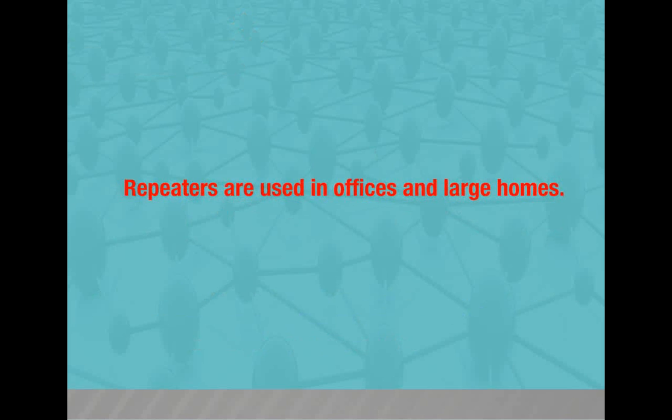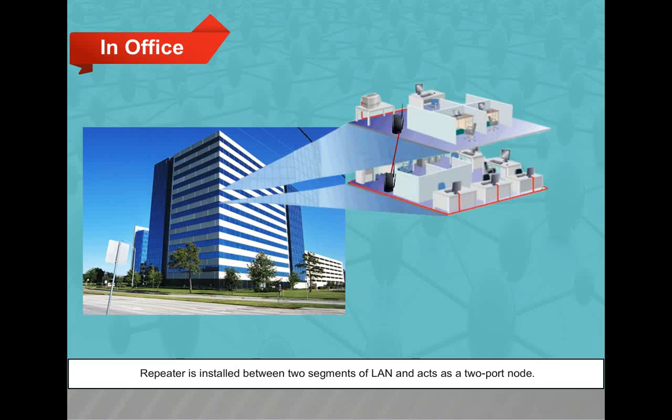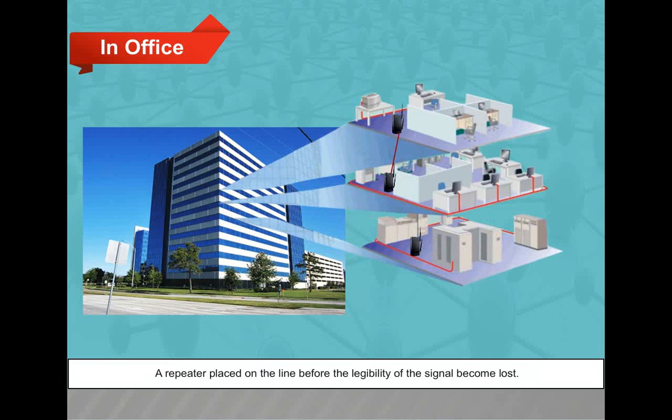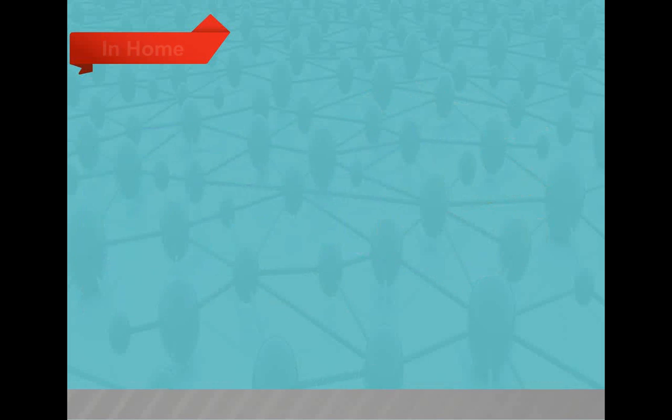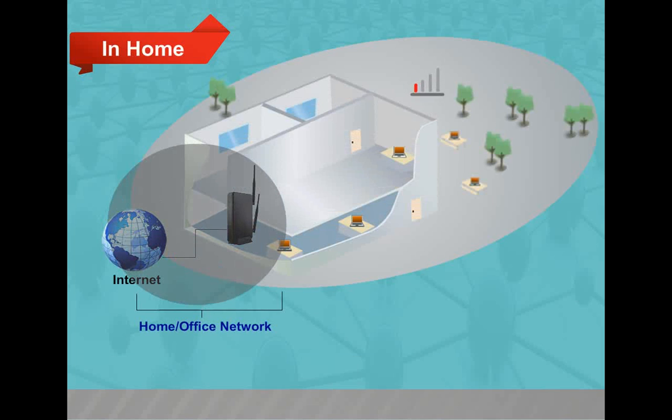Repeaters are used in offices and large homes. In office, repeater is installed between two segments of LAN and acts as a two-port node. A repeater placed on the line before the legibility of the signal becomes lost. The repeater extends the length of the LAN segment, providing long-distance communication. In home or office network, internet connection will extend only a small area with modem.